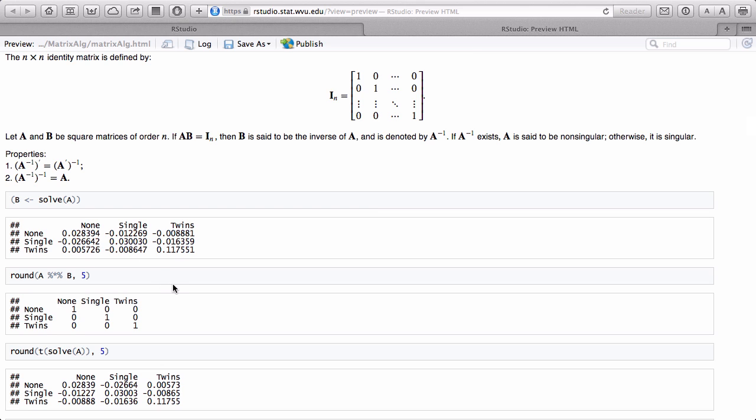Now, if it's truly an inverse, I should be able to matrix multiply A times that matrix and get back what? The identity matrix, right? That's what I said. If you take A times B, and B is the inverse of A, then it will equal the identity matrix. So I said that B is the inverse of A. Let's see if it is. I matrix multiply A times B, round it off to 5 digits, and I get that, which is the identity matrix, right? 1's down the diagonal, 0's off the diagonal. So I have found the inverse.